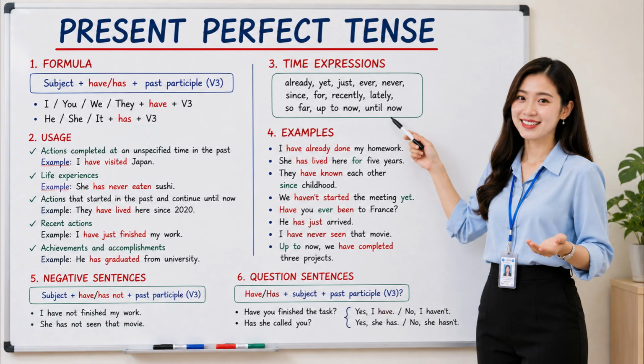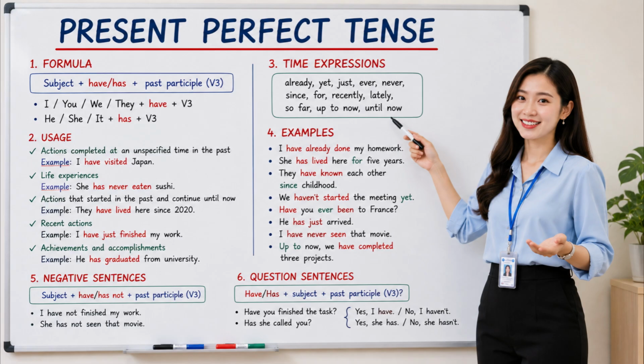The present perfect tense is used to talk about actions or experiences that happened at an unspecified time in the past and have a connection to the present. Unlike the past simple tense, the present perfect does not tell us exactly when something happened. Instead, it focuses on the result, experience, or effect that the action has on the present moment. This tense is very common in everyday English conversations, writing, and professional communication.